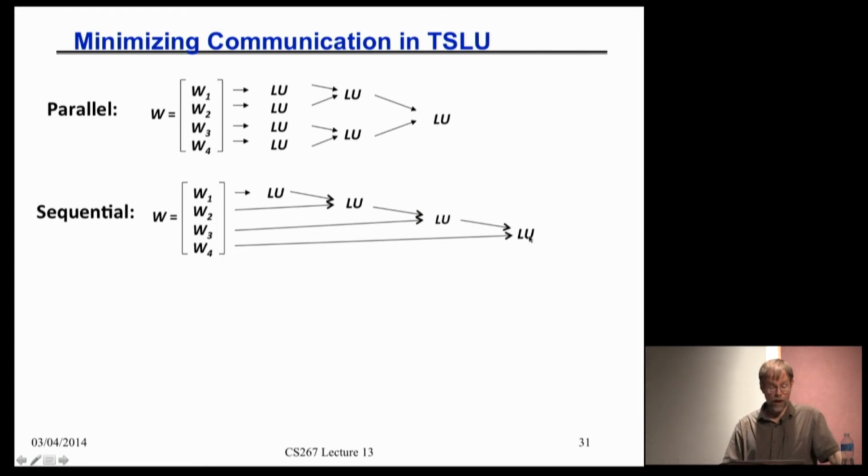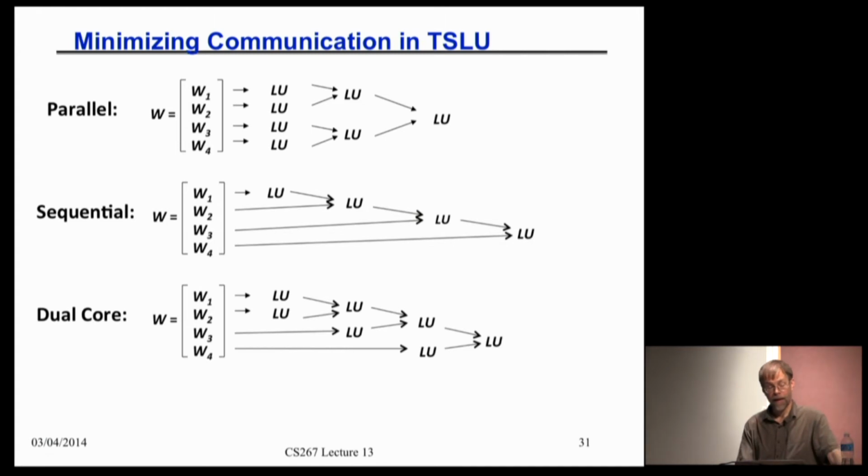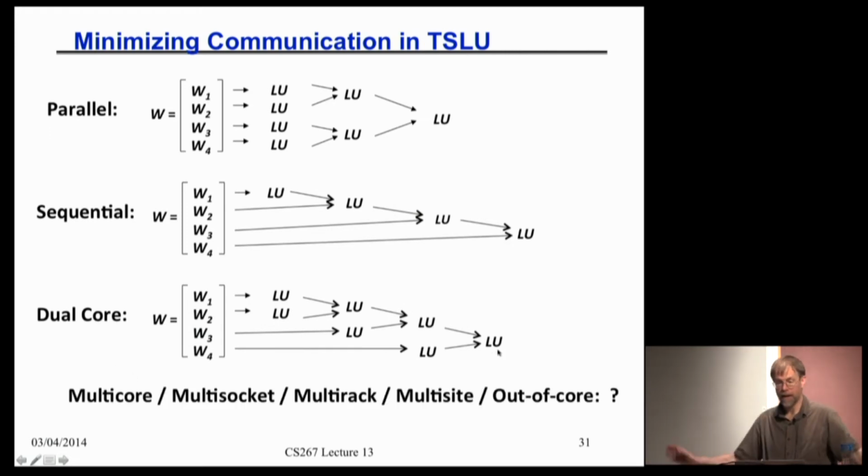Now what if I have a different architecture, like dual core? So I could read in these two, run them in parallel, and have a little tree there, then read in the next part, then read in the next part. But what if I have a real machine, multi-core and multi-socket and multi-rack and multi-site and all that sort of thing, what a real computer is?